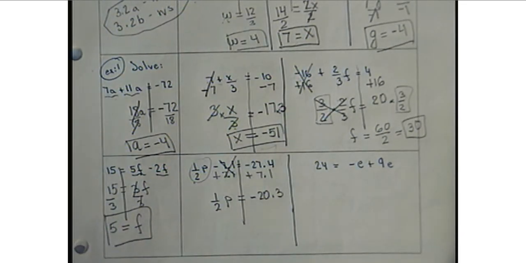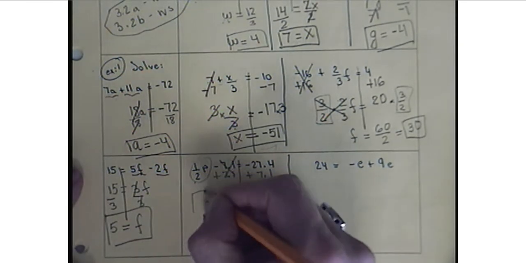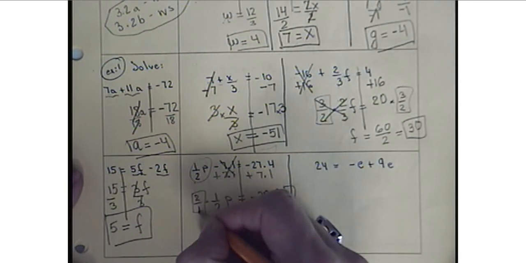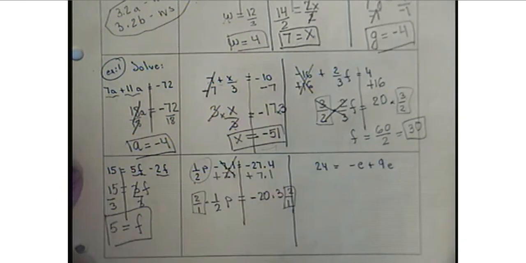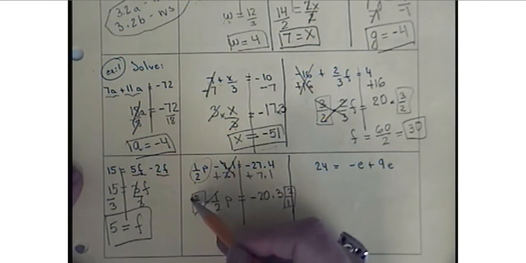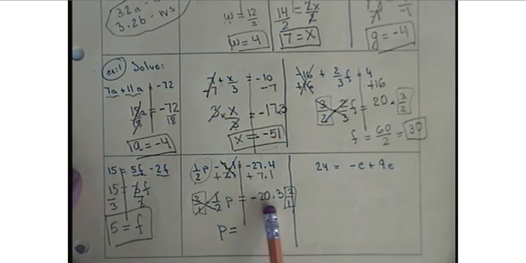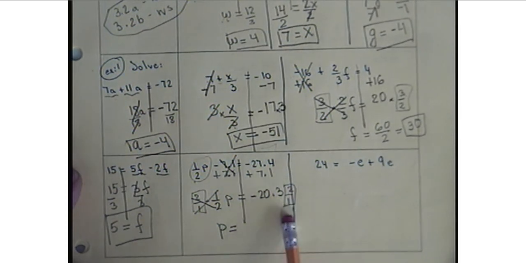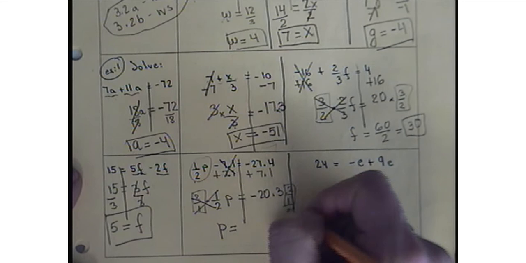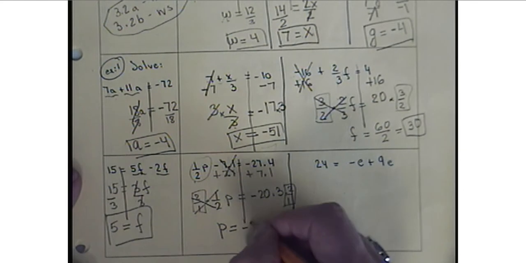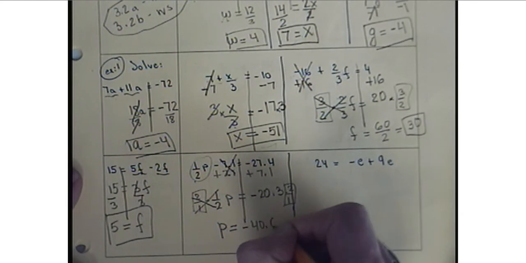We have a fraction, so let's go ahead and multiply here by the reciprocal fraction. 2 goes on the top, 1 on the bottom, 2 on the top, 1 on the bottom. So those 2's cancel, so p will be equal to negative 20.3 times 2 over 1. Well, 2 over 1 is just 2, so basically we just need to multiply by 2 to get the final answer, which is negative 40.6.